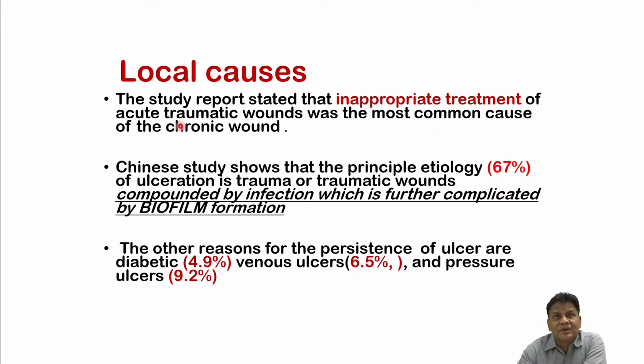But the main thing is that, according to a Chinese study, 67% of the ulceration in trauma centers or traumatic wounds are compounded by infection, which is further complicated by biofilm formation. So infection followed by biofilm formation is the most important thing. And the very important thing is that biofilms are a resistant form of the bacterial stage where the antibiotics are basically helpless. Even if the sensitivity is there, they cannot do much to help the patients.